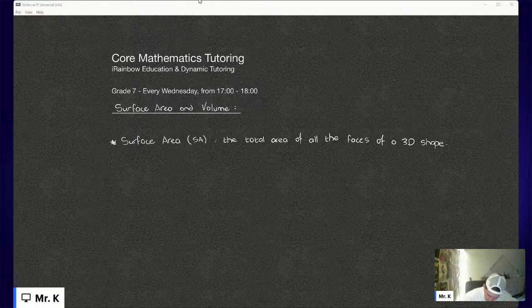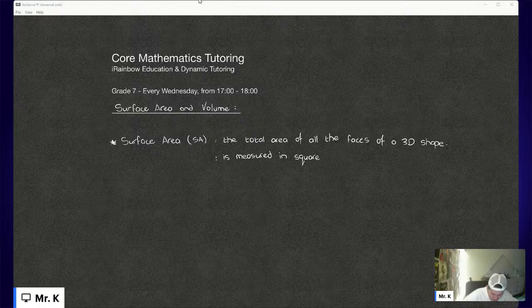Okay, you need to please remember that surface area is measured in square units or squared units, just like area is. So we're talking about millimeters squared, centimeters squared, meters squared, or kilometers squared.